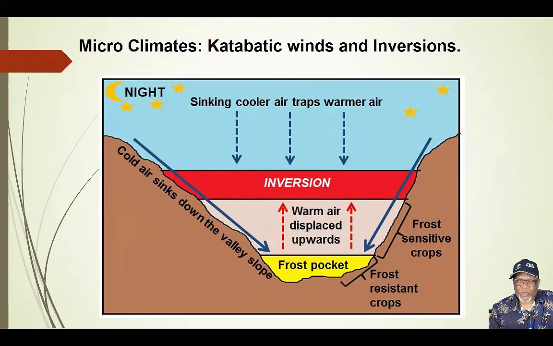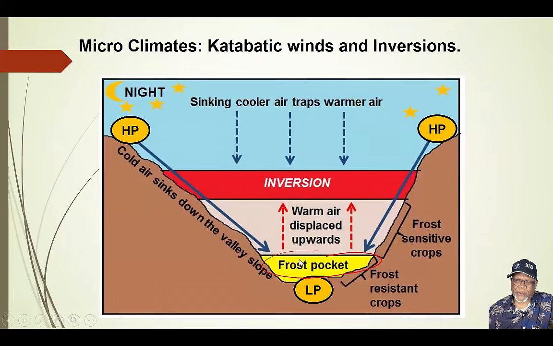Katabatic winds occur during the night, with the cold air subsiding and accumulating at the bottom of the valley. And when the cold air accumulates at the bottom of the valley, what is going to happen? The temperatures at the bottom of the valley are going to drop below freezing point, and then we're going to get what we call a frost pocket. And what is the implication? It means you cannot grow the frost sensitive crops at the bottom of the valley because they will be killed.